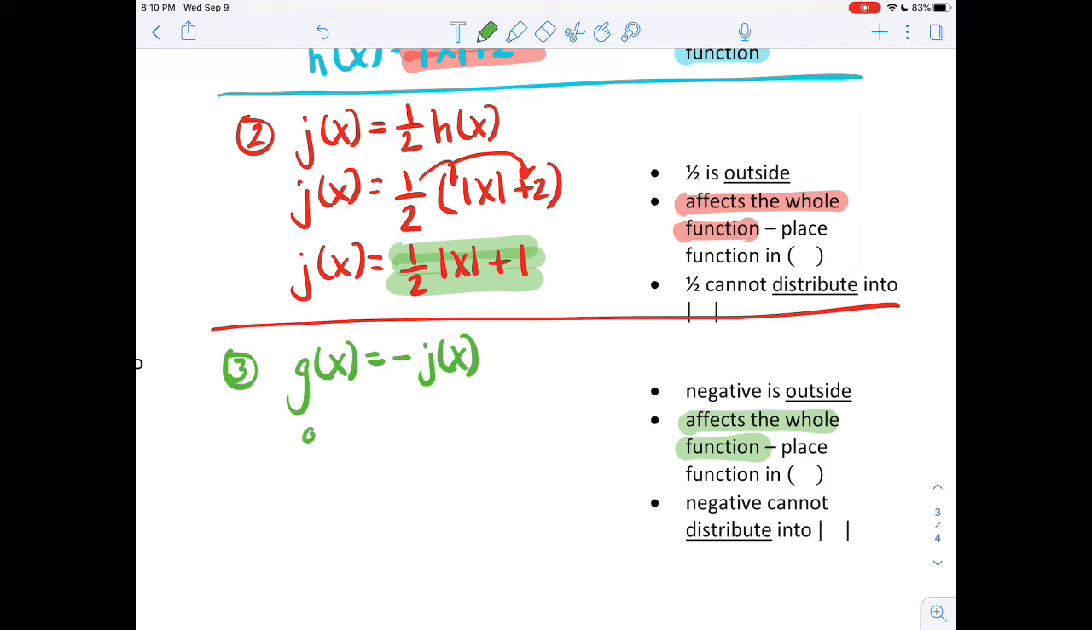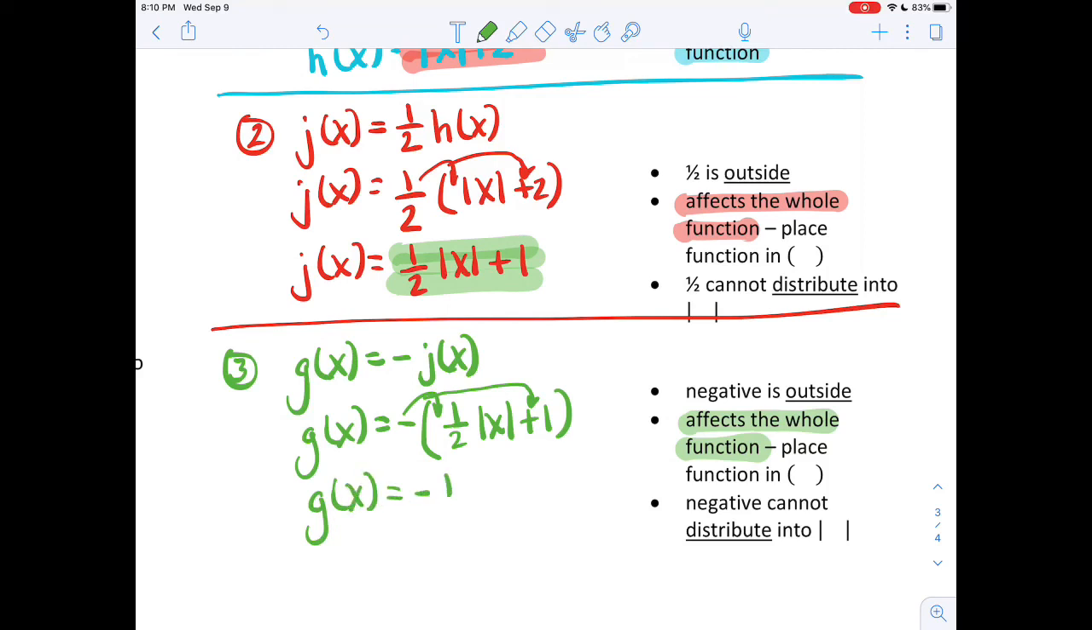So let's substitute. g of x is going to be negative parentheses. We have to put this into parentheses because we have more than one term in our function that we're transforming. So in parentheses, we're going to see a 1/2 absolute value of x plus 1. This negative needs to be distributed to get rid of the parentheses. So we will see g of x is equal to negative 1/2. Remember, the negative does not go into the absolute value bars. Absolute value of x, and then minus 1.